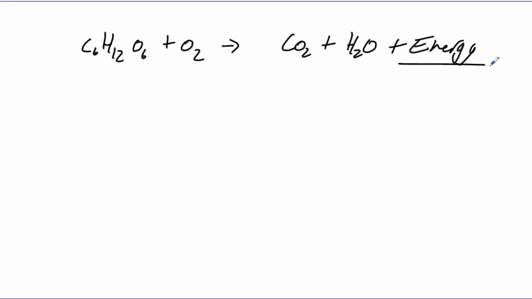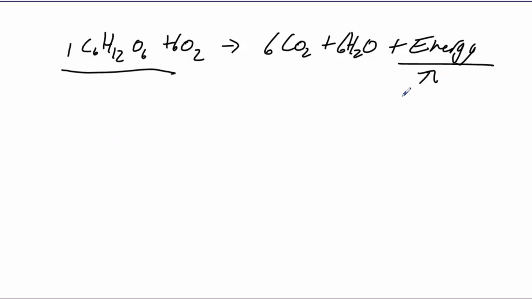And the question is, how much energy? We can balance this reaction. We see 6 carbons here, so 6 carbons here. We see 12 hydrogens here, so 12 hydrogens here. That gives us 18 oxygens, 12, 18, so there's 6. We need 12 more. So there's our balanced chemical reaction. We've balanced the number of oxygen, hydrogen, and carbon atoms, but then we have this energy over here that used to be chemical potential over here.